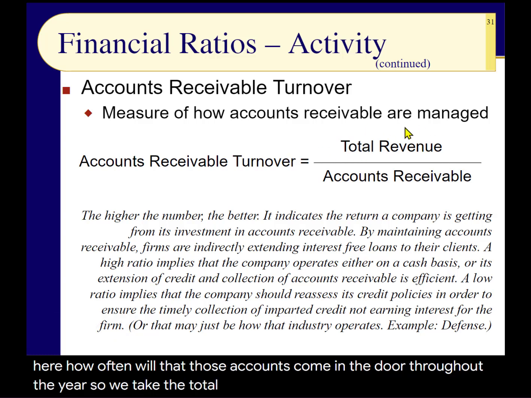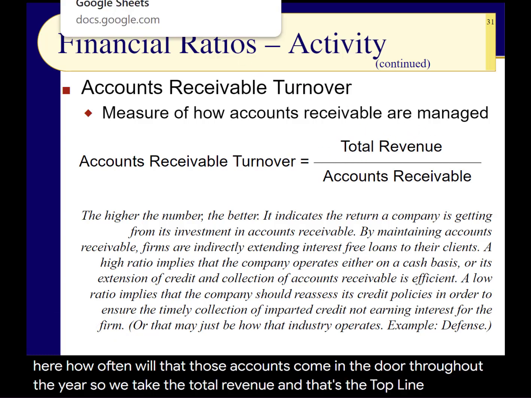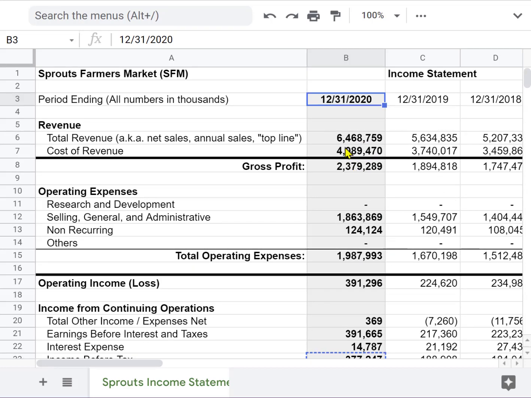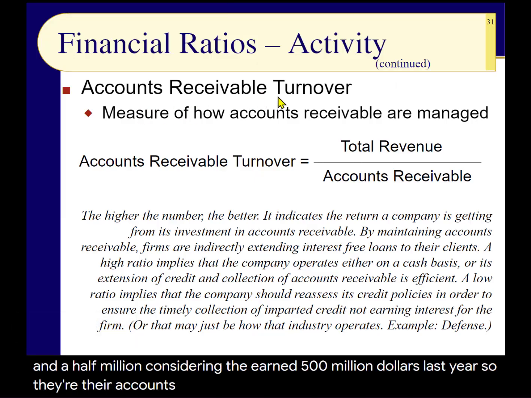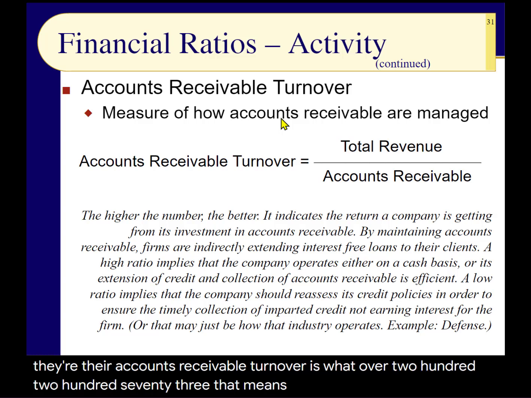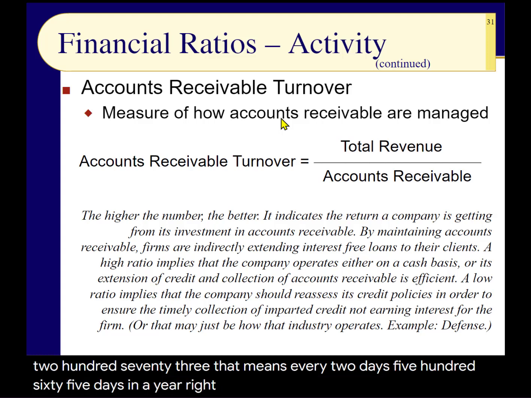So we take the total revenue, and that's the top line number. Let's go back to the income statement. That's 6468759. And then we divide that by the accounts receivable, which, look, it's a tiny number, $23.5 million, considering they earned $500 million last year. So their accounts receivable turnover is what, over 200? 273. That means every 2 days, 365 days in a year. Wait, 360. Where did I get that? 365 days in a year.